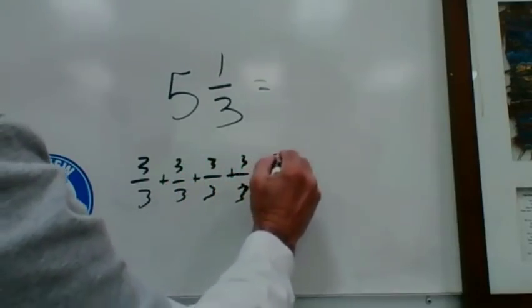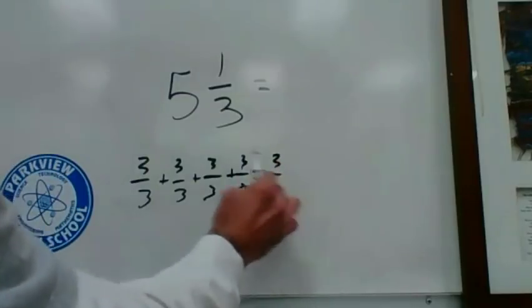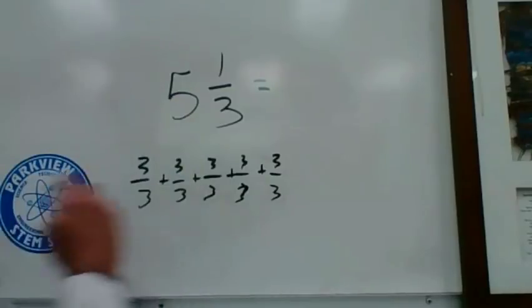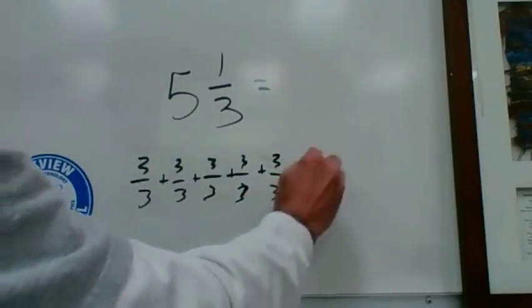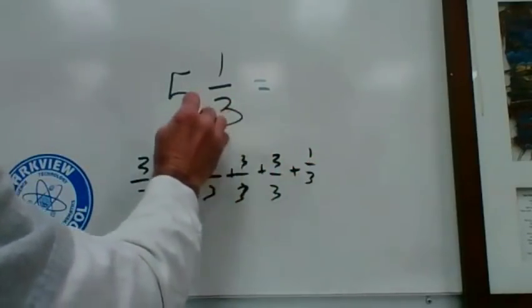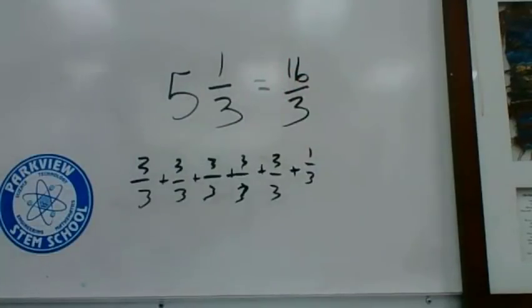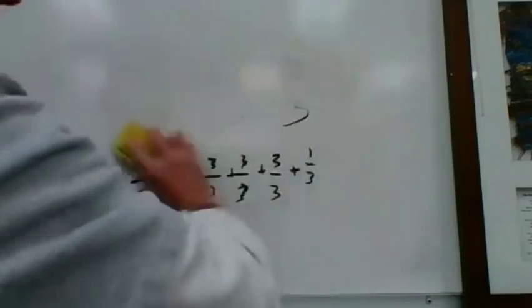And sorry, I'm a little bit sloppy because I'm going fast. So there's 1, 2, 3, 4, 5 of them. 5/3. How many is that? Add them up. Plus 1 more third. It's 3 times 5 is 15, plus the 1 is 16/3. And that's how improper fractions and mixed numbers relate.